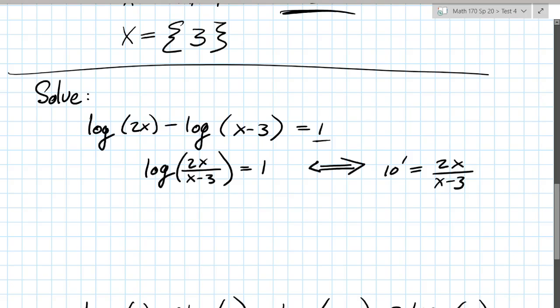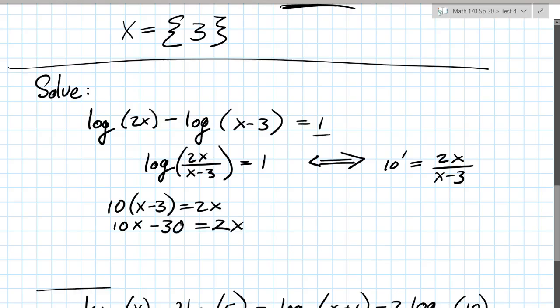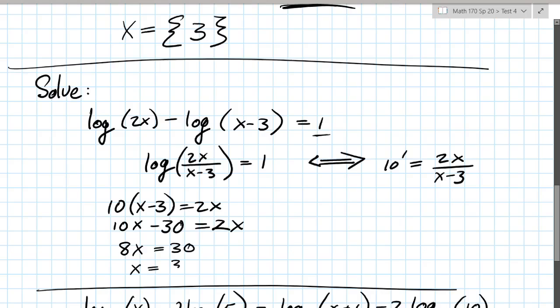And now we have to solve this, so let's multiply both sides by the common denominator to clear out the fractions, giving us 10 times x minus 3 is equal to 2x. Distribute the 10. Let's bring the 2x to the left-hand side and the negative 30 to the right-hand side. So we have 8x is equal to 30. Dividing both sides, we have 30 divided by 8.